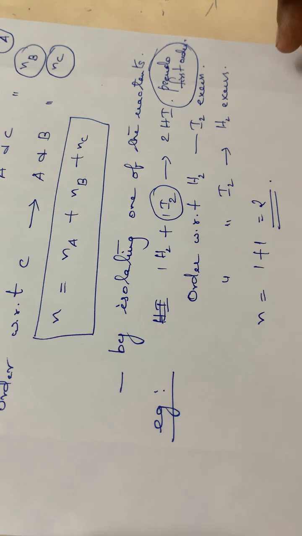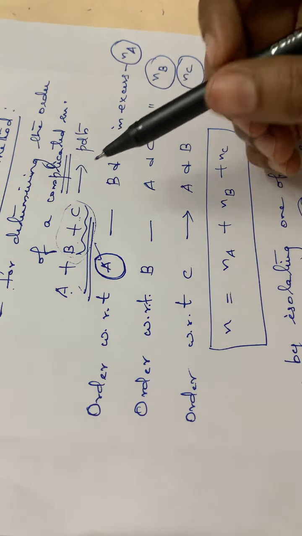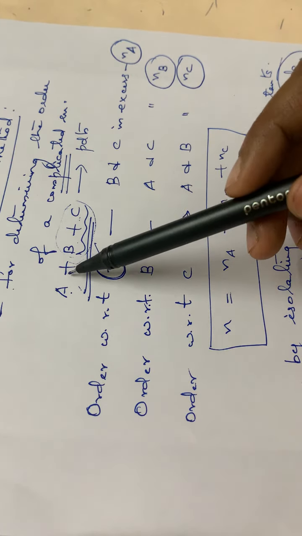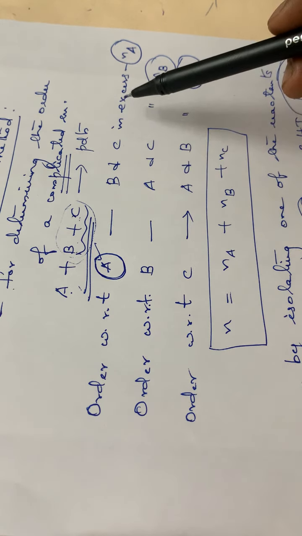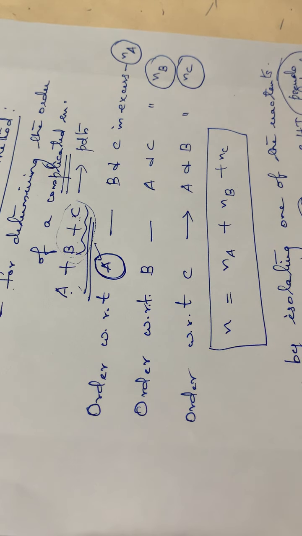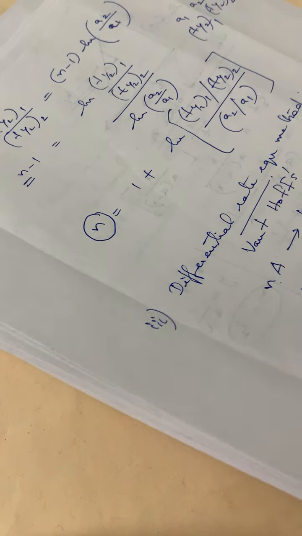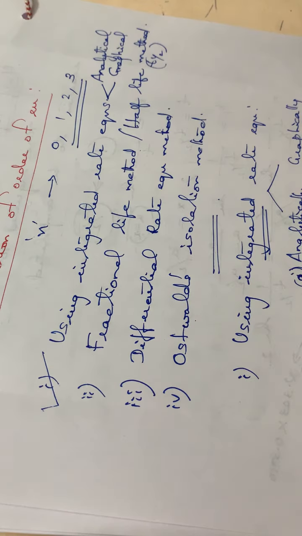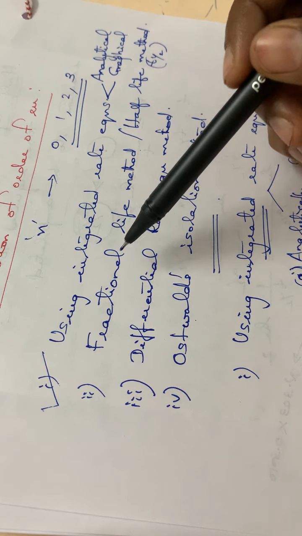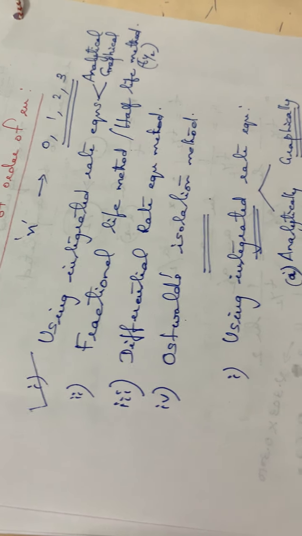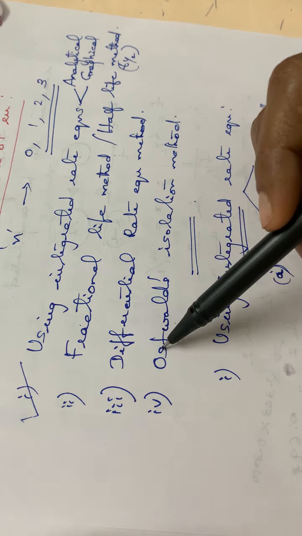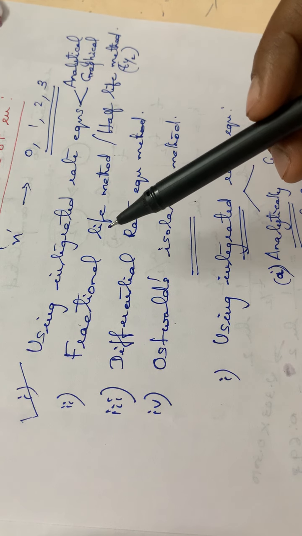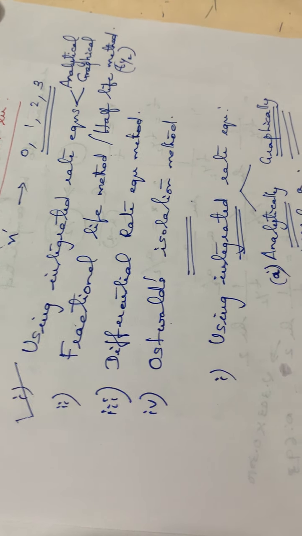So these are the different methods for determining the order of a reaction. Ostwald's isolation method means we are isolating one of the reactants and the other reactants are taken in excess. This is a very important portion and you have to study it very clearly. It will be asked in either section C or section D. Sometimes it will be split and asked, or otherwise it will be asked as an essay. So these are the 4 different methods. If you have any doubts, please ask me.